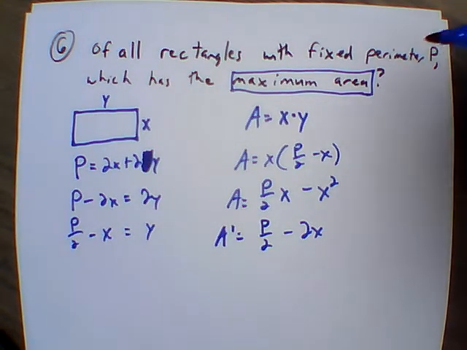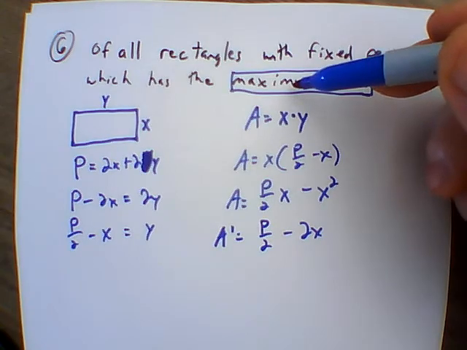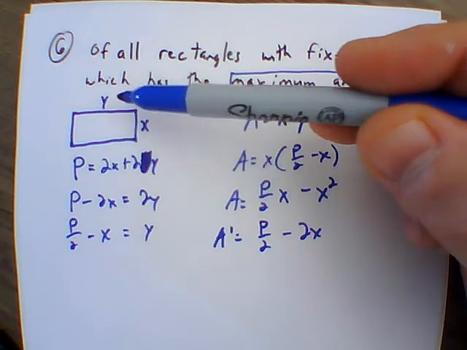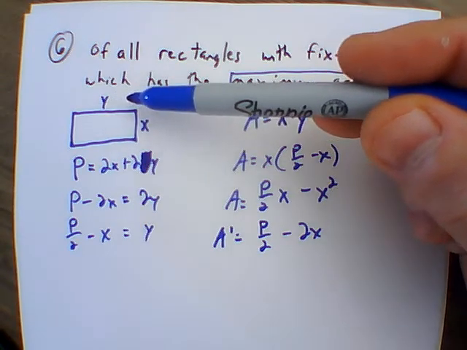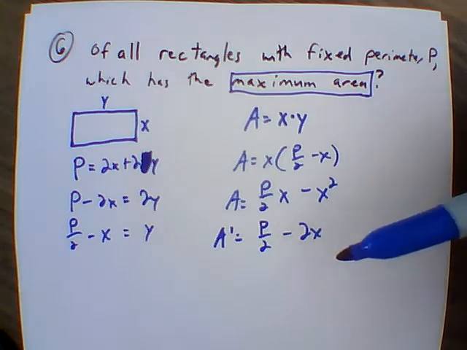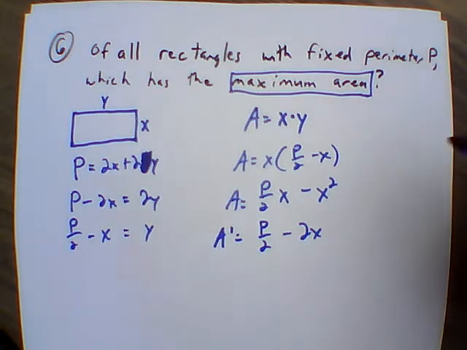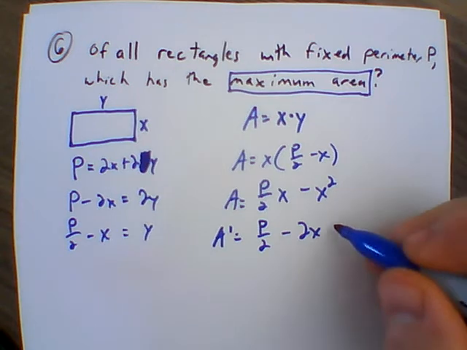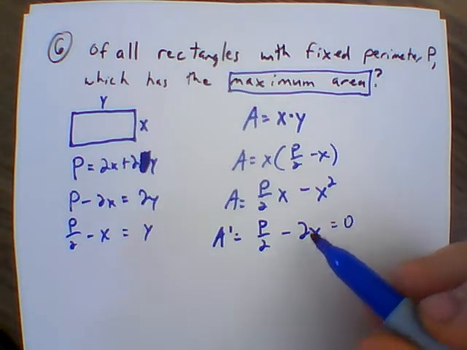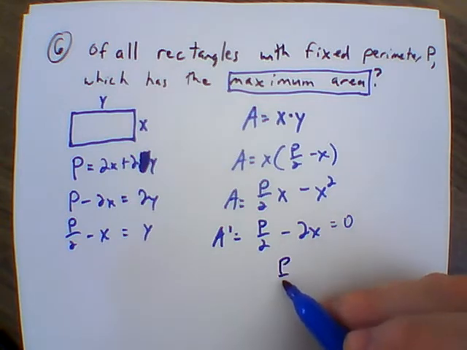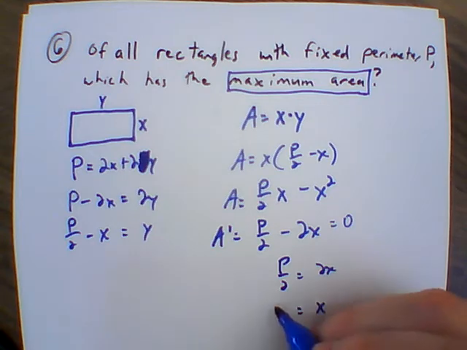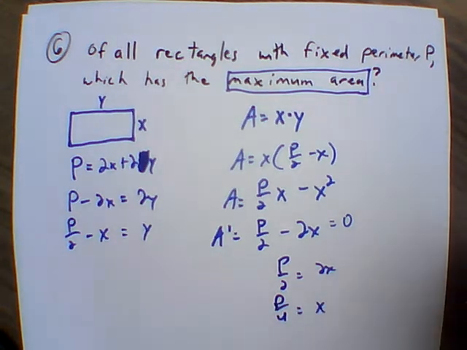Now, what we want to do is maximize this. So we could look at endpoints, but endpoints would deem x being 0 or y being 0, which we can't have because we aren't going to have a shape. So then our next critical value here would be when we set this equal to 0. As we set this equal to 0, we would see that P over 2 would equal 2x. So x would equal P over 4.